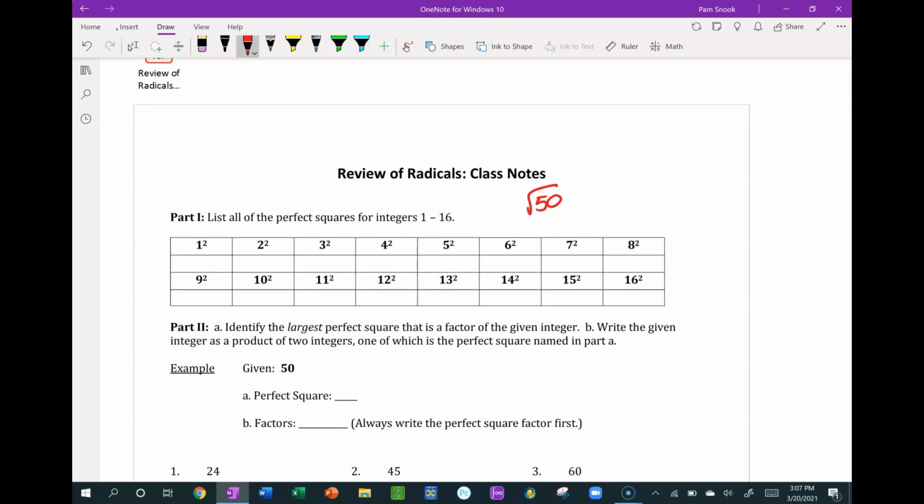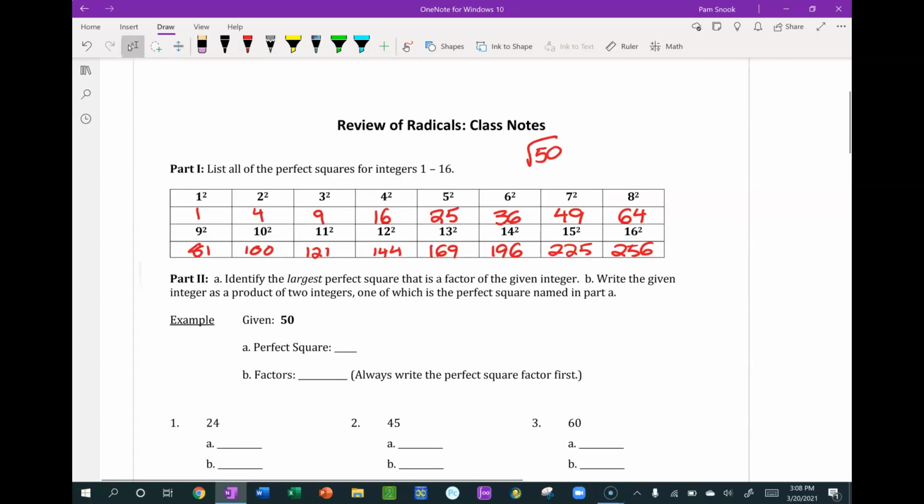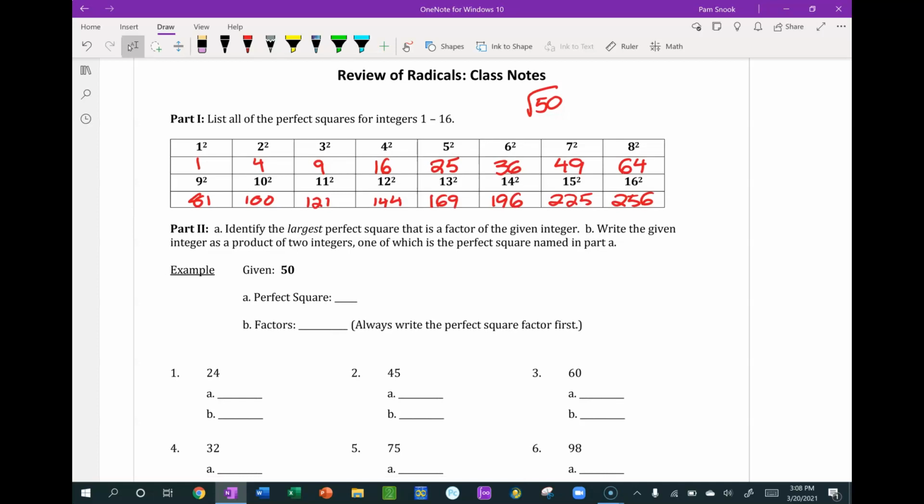For the first way, it's really helpful to know your perfect squares for the integers 1 through 16. So I'm going to go ahead and fill those in. I'm going to pause for a moment while I fill those in, so try filling in yours and see if yours match mine. All right, so I've filled in my chart with all of my perfect squares. The first example we're going to do is find the square root of 50. Look in the chart and find the largest perfect square that is also a factor of 50. In this case, that would be 25.